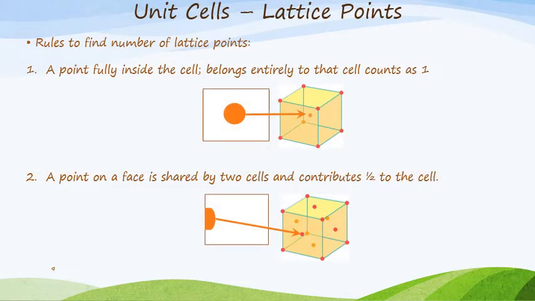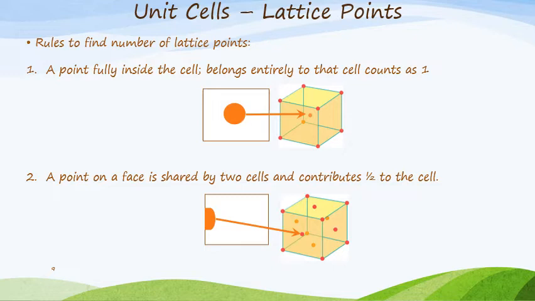So to find lattice points, what are lattice points? Lattice points are those points that you would find on the corners of the cube. In the first instance, we're going to look at a point that is completely inside the cell. It belongs entirely to that cell and it counts as 1. If we look at this top diagram, you will see that we have one whole atom inside the cube, sitting in the center, and this would refer to a body-centered cubic cell. We'll get to the proper definitions shortly.